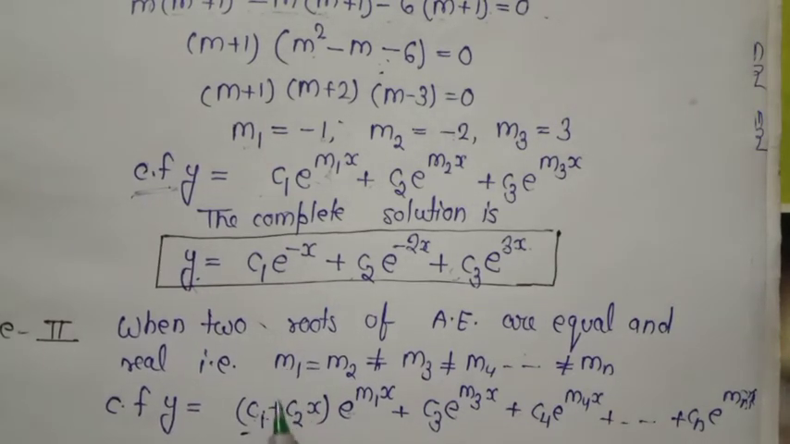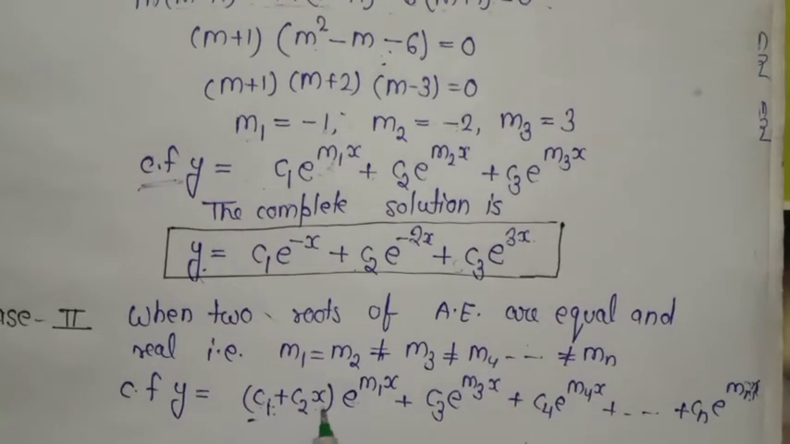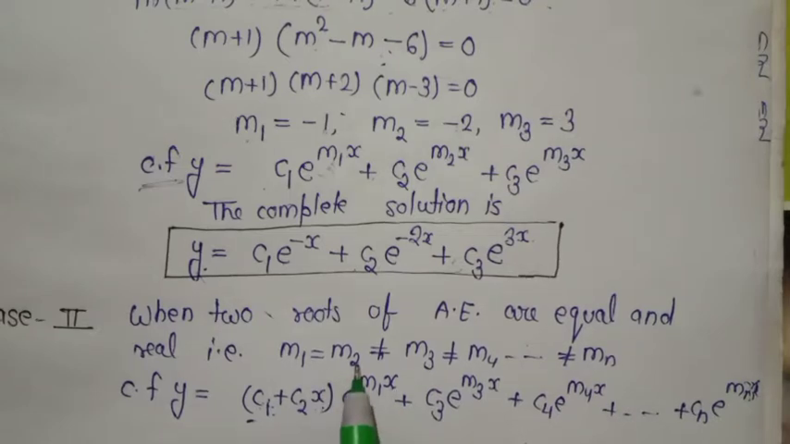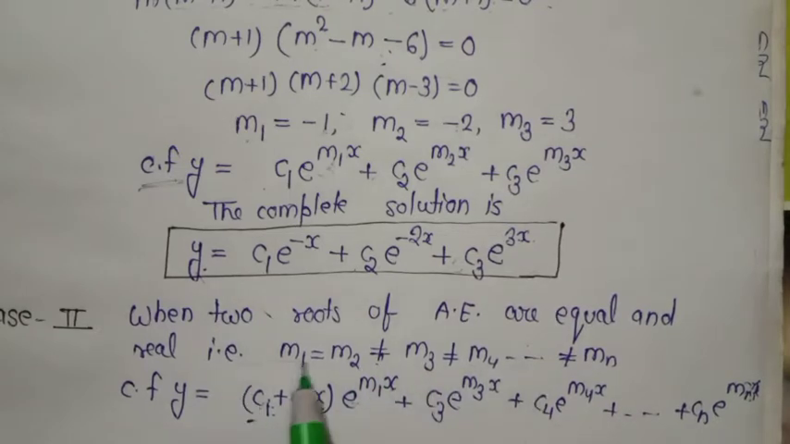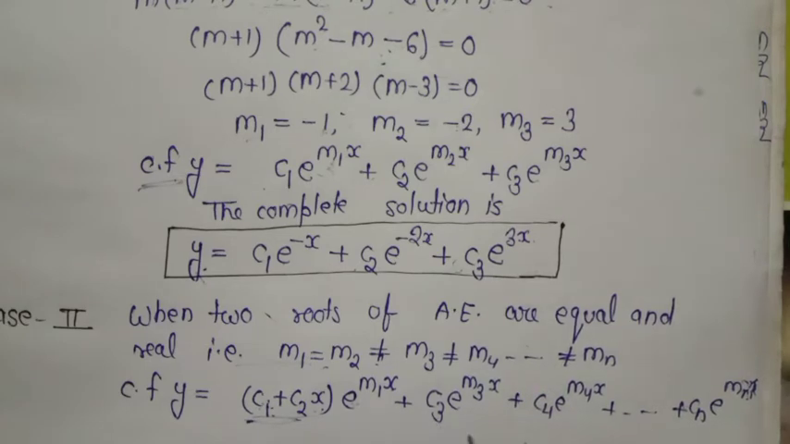In that case, the CF will be c1 plus c2x, times e raised to power m1x, because m1 and m2 both are equal, and the others are distinct. In that case, we can write the CF in this way, plus, and for the others, because all the others are distinct, we will apply the previous method in this case as well.